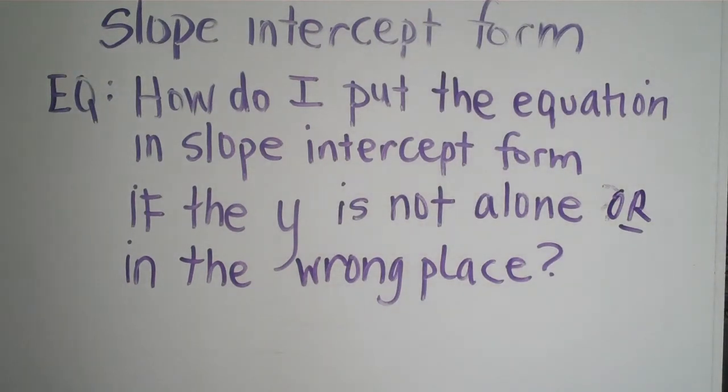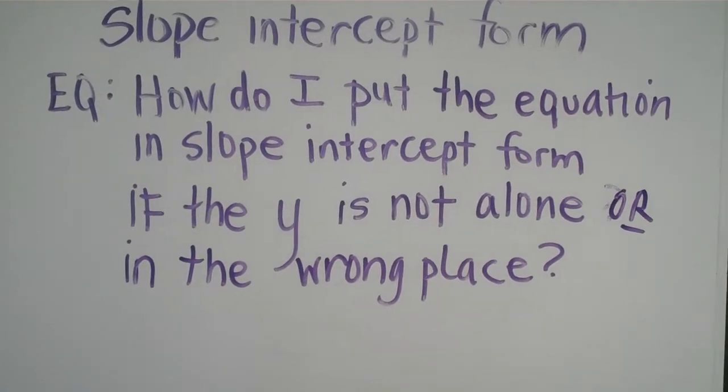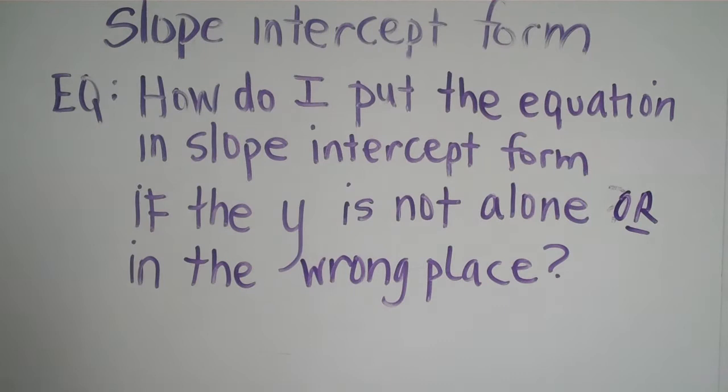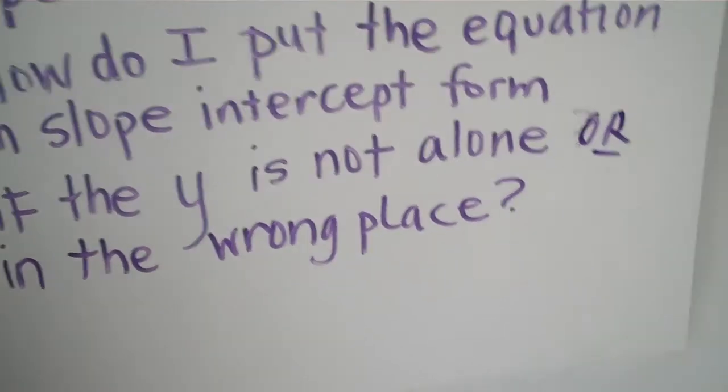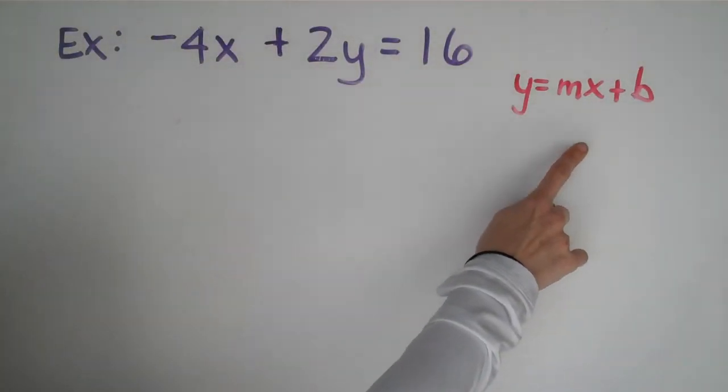Okay, we're going to talk about slope-intercept form, and the essential question is, how do I put the equation in slope-intercept form if the y is not alone or in the wrong place? So, when you're trying to find what the m is or what the b is, it needs to be in the right format. And the form I'm talking about is the slope-intercept form, which is y equals mx plus b.